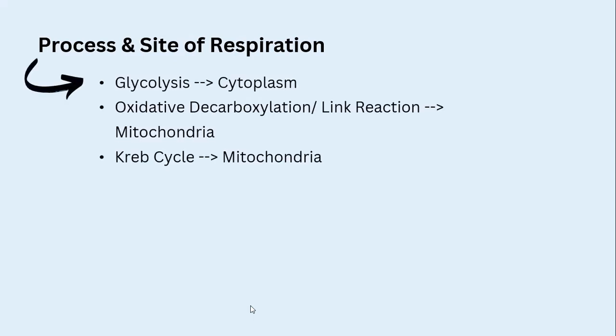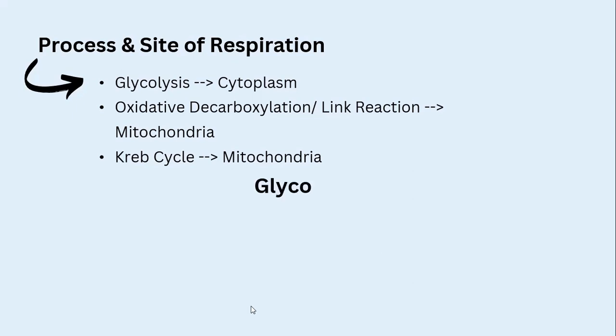What is the process and site of respiration? The process of respiration involves several steps, one of which is glycolysis, which takes place in the cytoplasm. The second one is oxidative decarboxylation, that is the link reaction, which takes place in the matrix of mitochondria. And the third one is the Krebs cycle, which also takes place in the matrix of mitochondria.